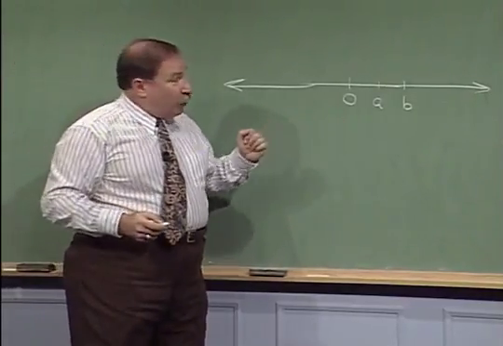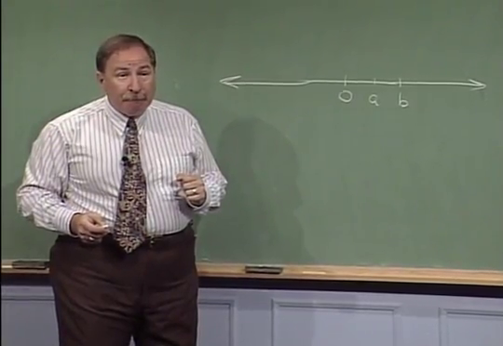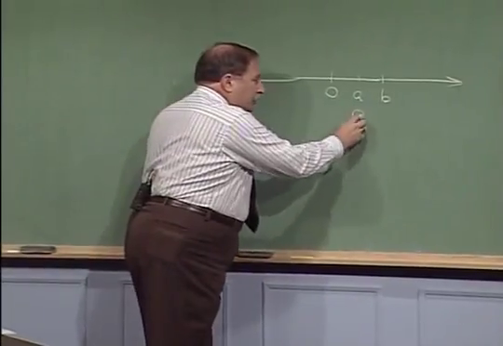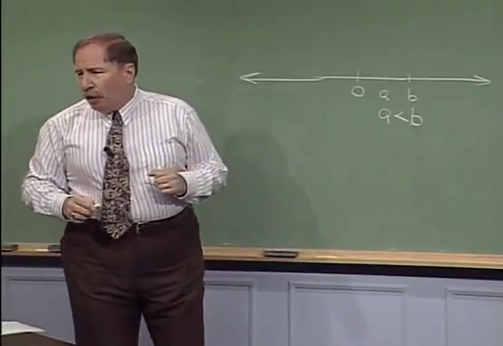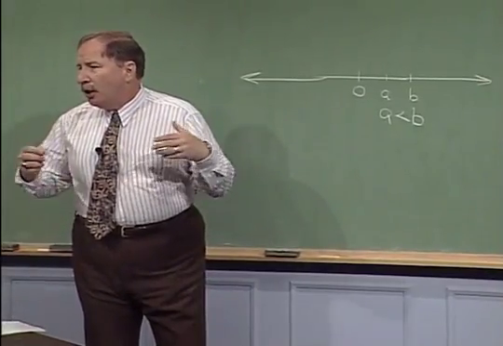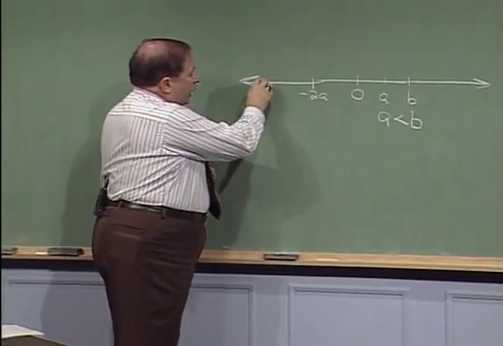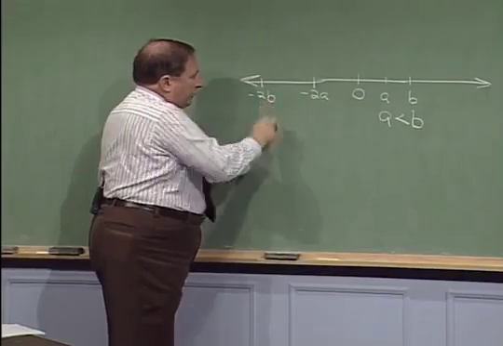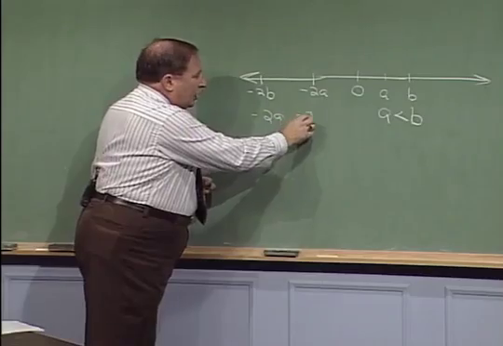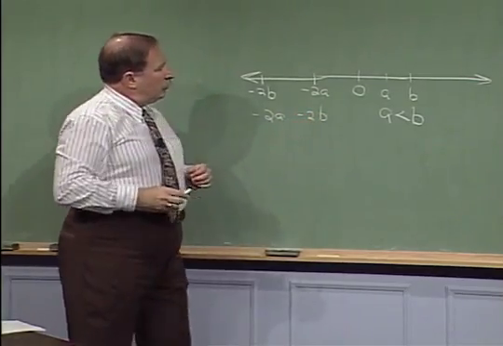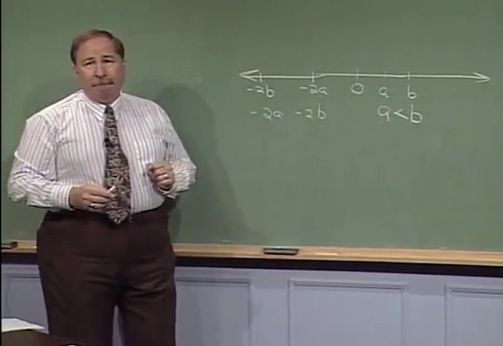Would you say that A was less than B? Was A equal to B, or was A greater than B? I hope you'd say that A was less than B, because A is to the left. What if I multiplied both numbers by negative 2? Well, it might be over here. Here's negative 2A, and here's negative 2B. Now, if I wrote negative 2A and negative 2B, what symbol would you put in between? Would you still put less than?